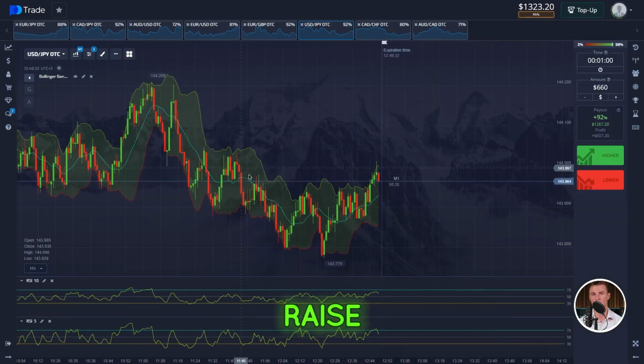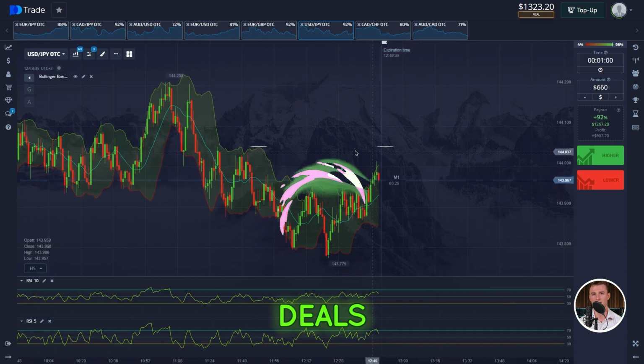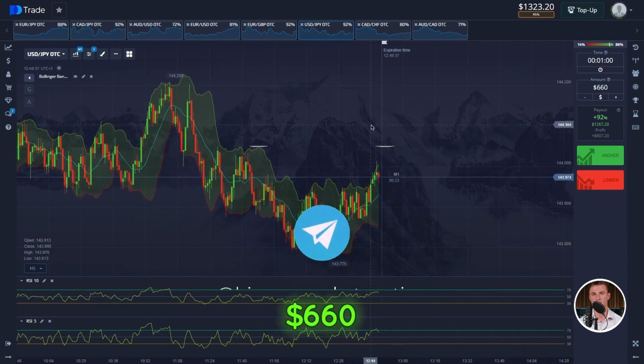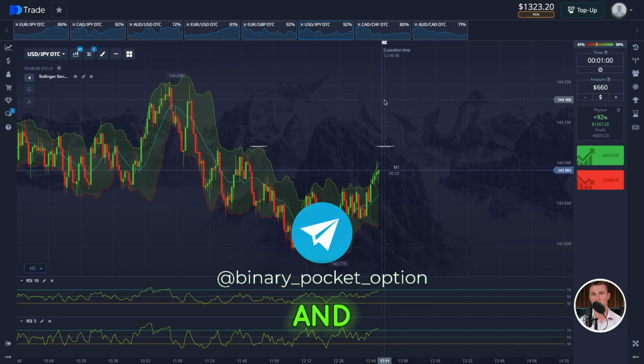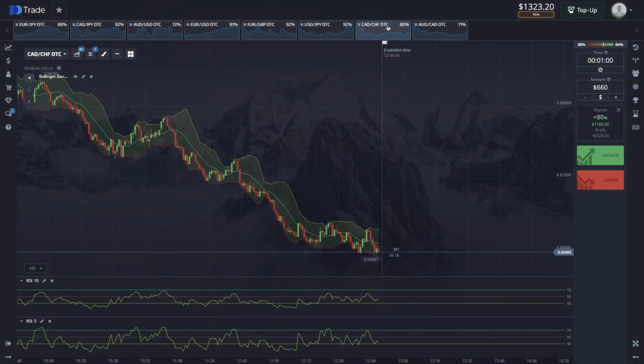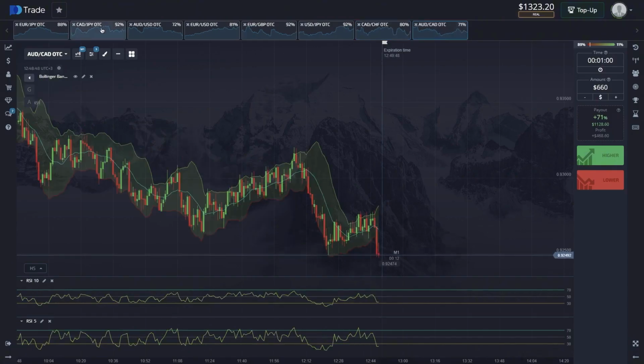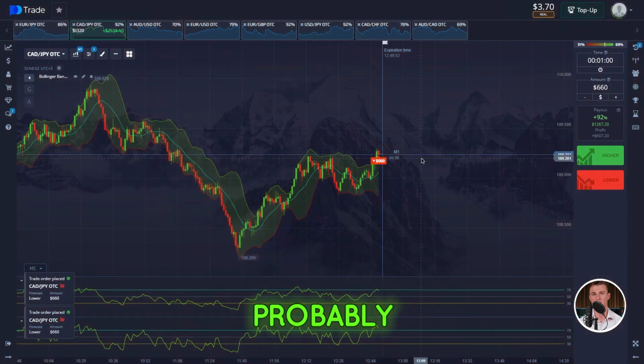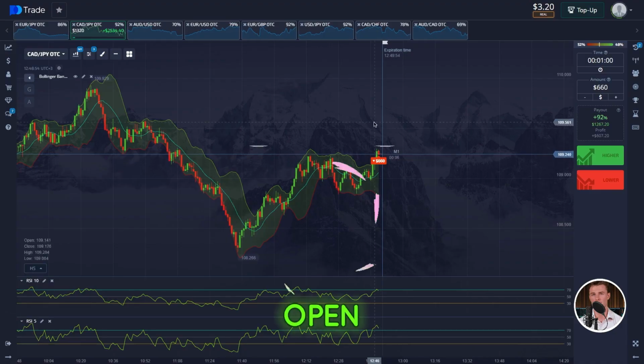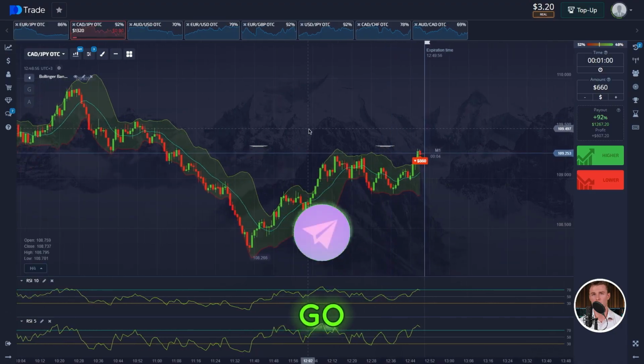Let's open a raise deal now. 2 deals worth $660. And let's pick the next currency pair. Probably, after all, I will open 2 deals better to go down.